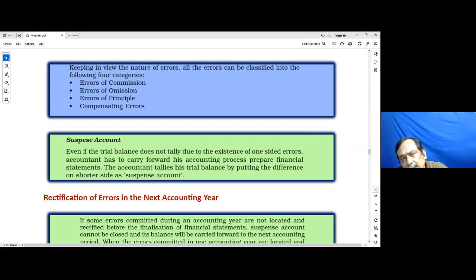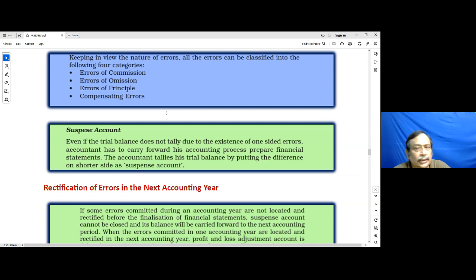Compensating error means, supposing you have received 50 rupees but you have shown it as 500. Then you have paid 50 and shown 500. So these are called compensating errors.